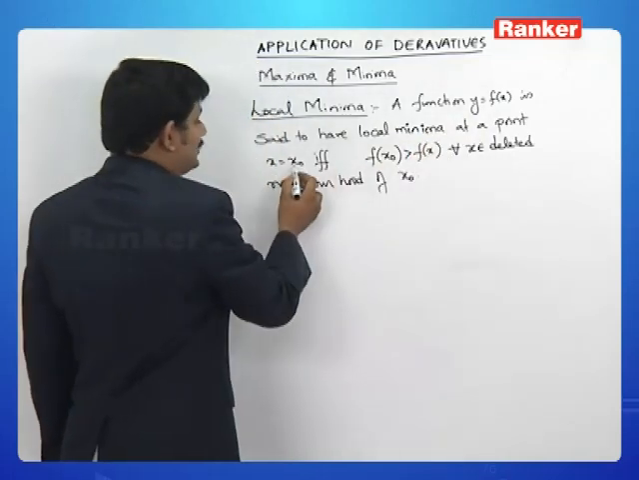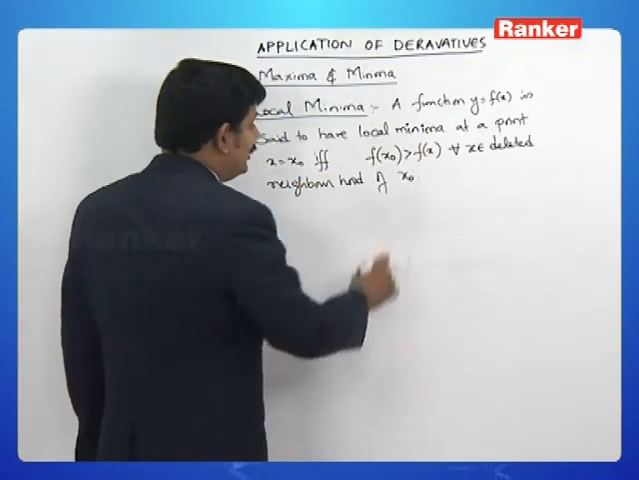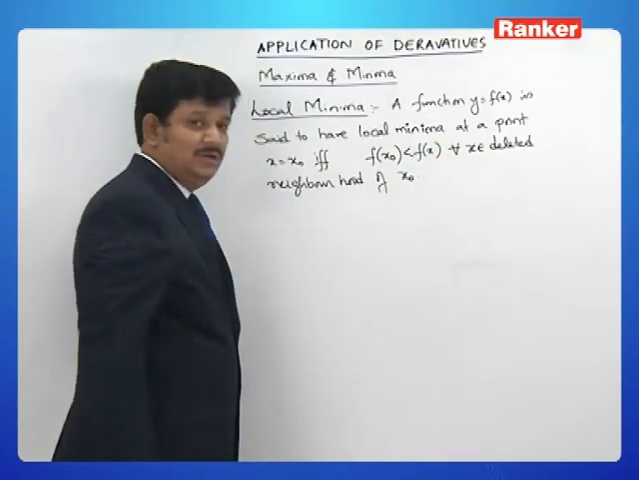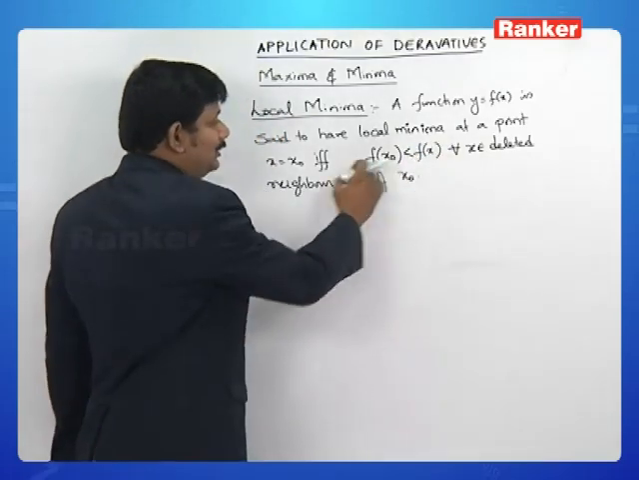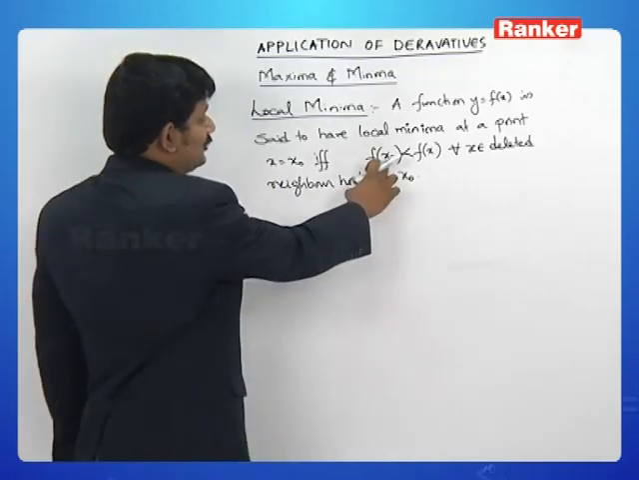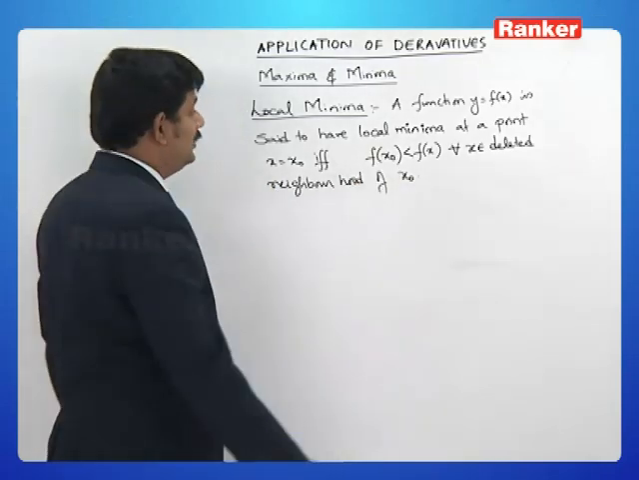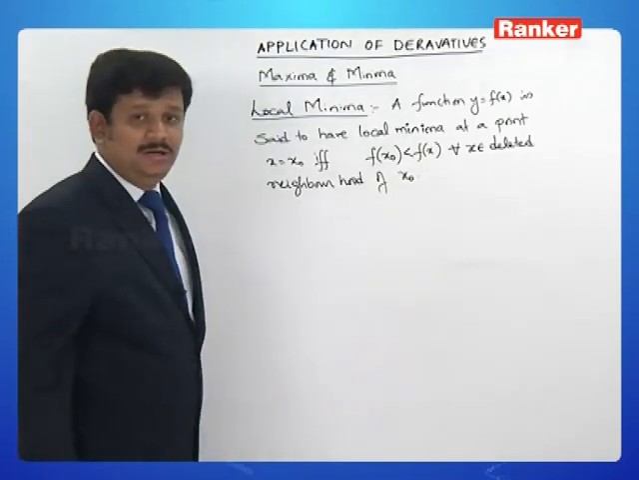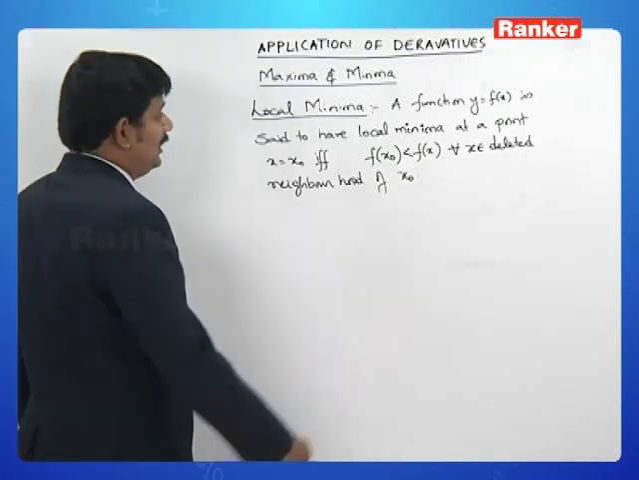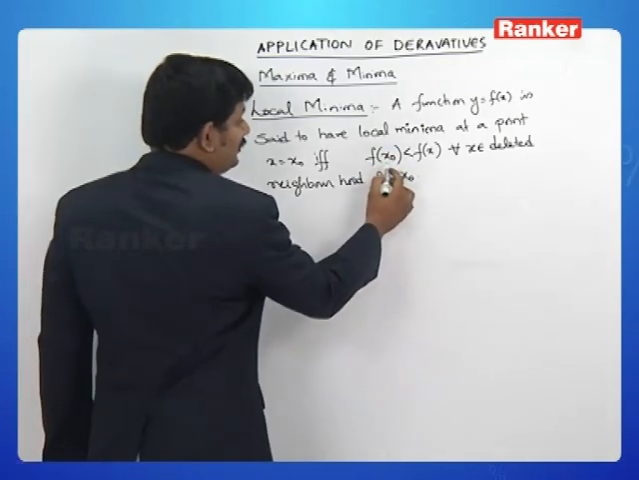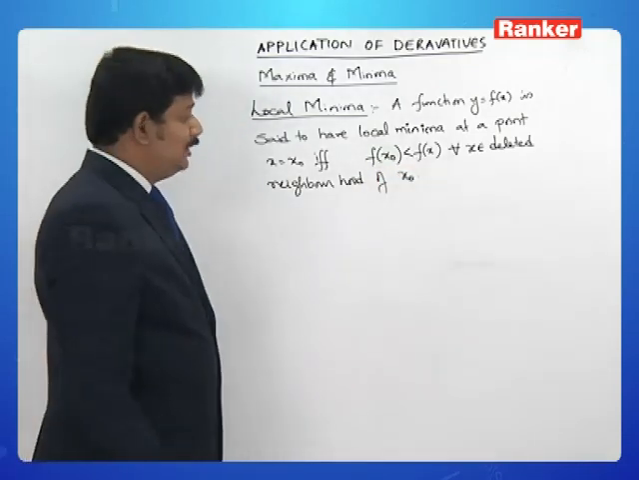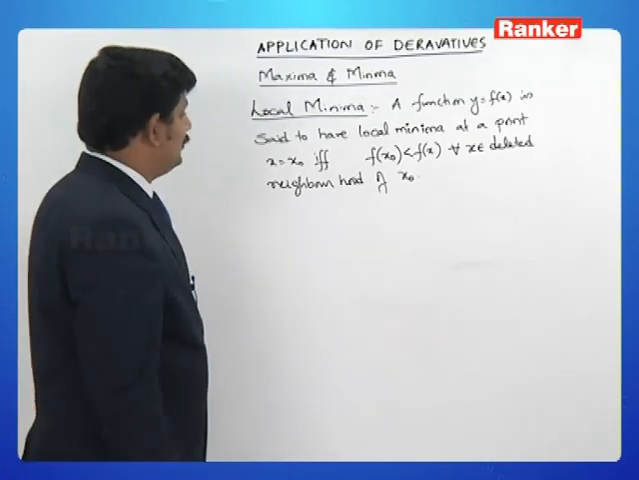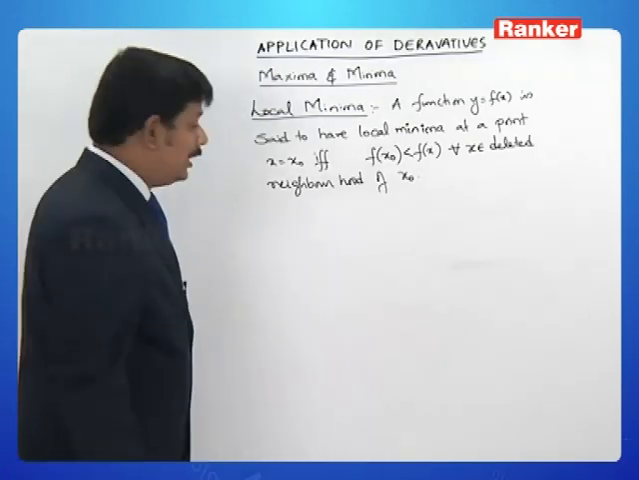at a point x equal to x naught if and only if f of x naught is smaller than, in the deleted neighborhood, f of x naught should be the smallest value in the neighborhood. F of x naught should be the smallest value, and no other value in the deleted neighborhood should be either equal to f of x naught or less than f of x naught. So f of x naught should be less than f of x for all x belonging to the deleted neighborhood of x naught. In such case, we call x naught local minima.